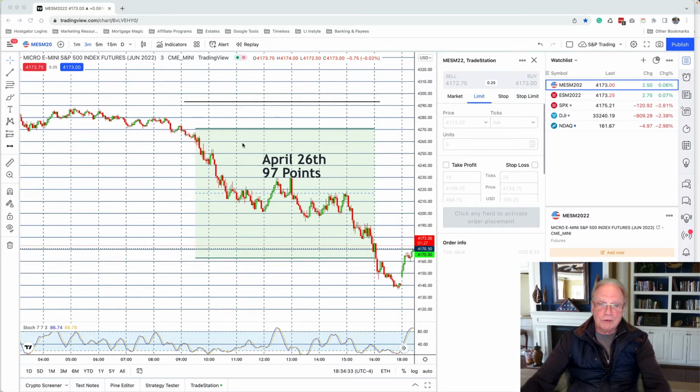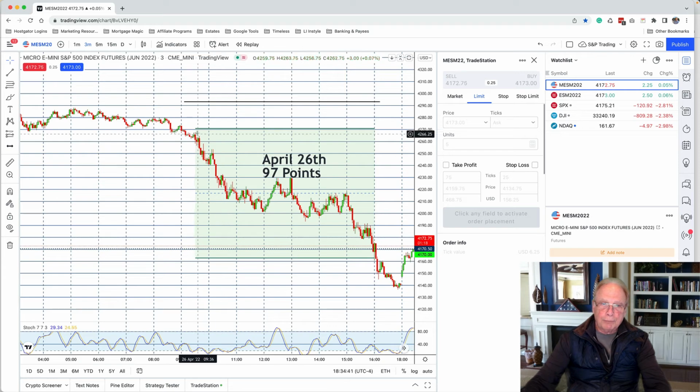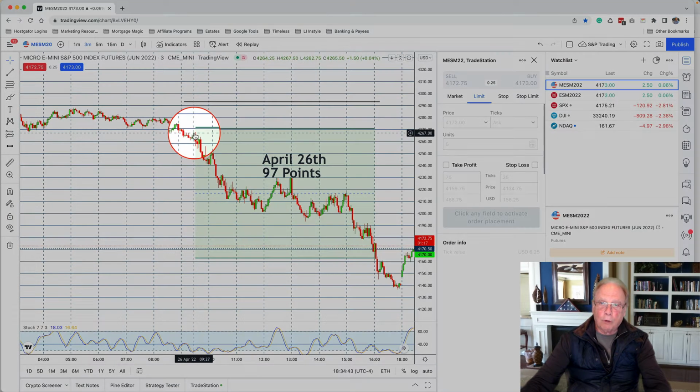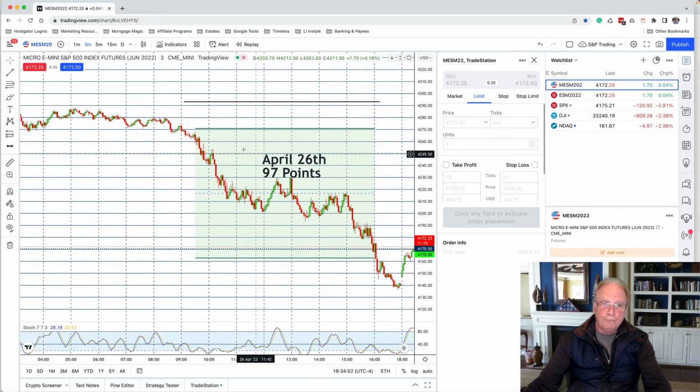Today, April 26th, my trading zone was resistance at 42.70, support down at 41.63. Prices started out up here, opened at 42.67, and traded down through my trading zone for the day. So, taking a trade at the opening of the day and staying with it all day, the trade was worth 97 points. Okay? Pretty good.